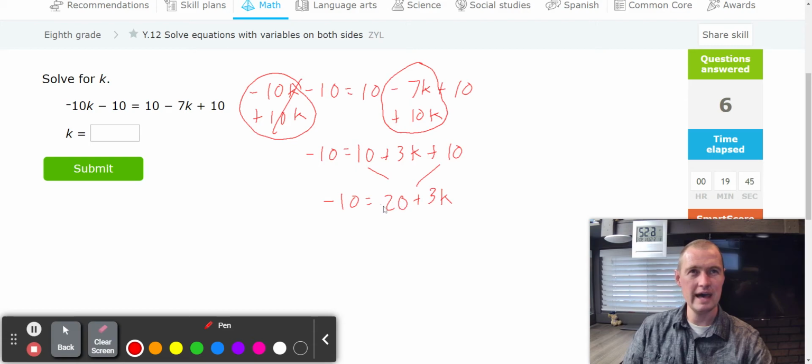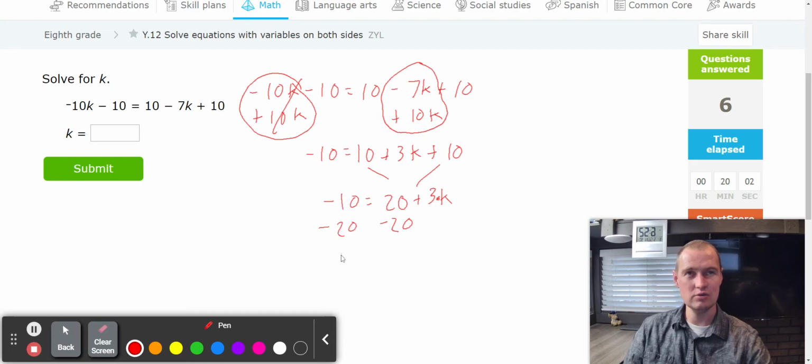The opposite of adding 20 is to subtract 20, because right here is a multiply. Do you remember what this is called? You got it. It's called a two-step equation. So we're going to go ahead and subtract 20 on both sides.